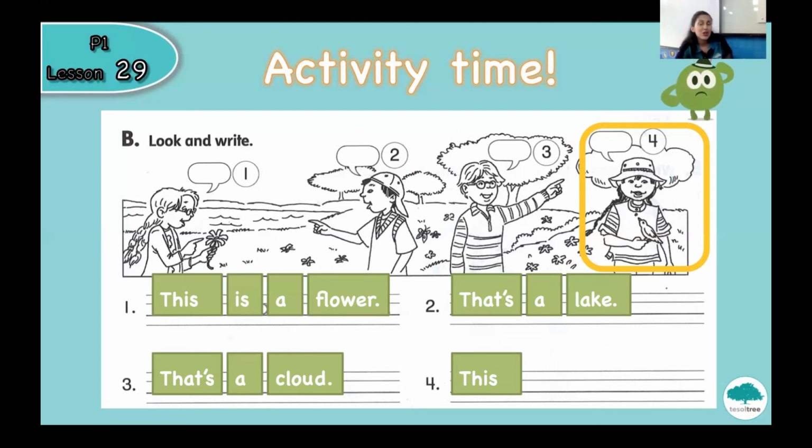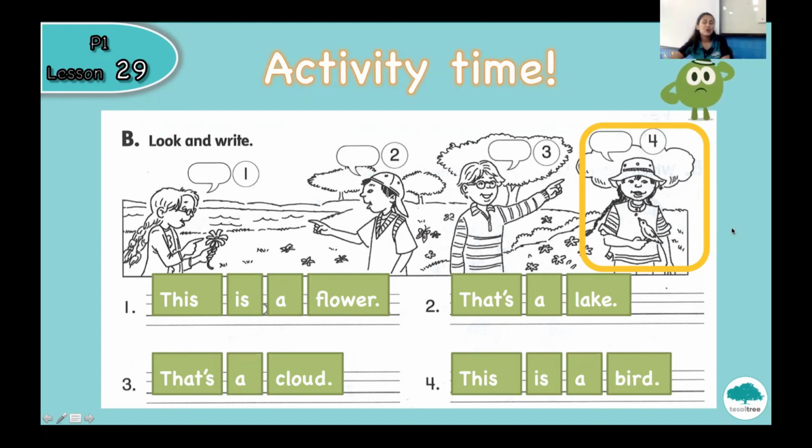So let's continue our sentence. What is going to be next? Is. That's correct. So this is a bird. Good job, P1.